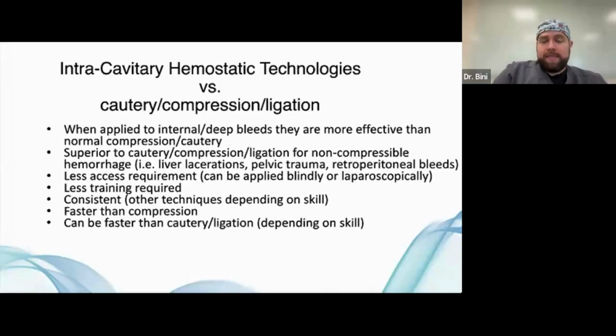And so it's consistent, right? The other techniques like cautery, for example, or ligation, they really heavily depend on skill. They're way faster than compression, and it can also be faster than cautery and ligation, again, depending on skill. So I think it's a really good plan B option, right?